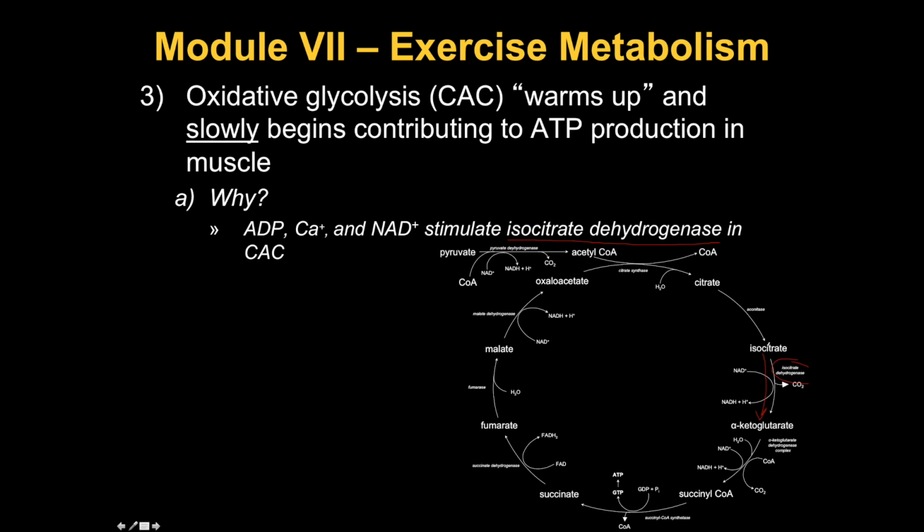So again, think about what's being released as a result of increasing exercise activity. We've got a lot of ADP hanging around. Calcium is being released because of the muscular contractions, and NAD can also stimulate this.